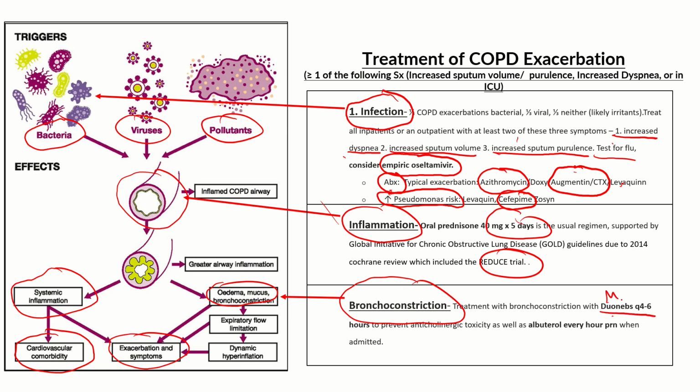This is a muscarinic antagonist, so if you do it more frequently than that, patients can get anticholinergic side effects. So they might have urinary retention, they might get hot, or they might have constipation. You don't want to give them antimuscarinic toxicity. So you want to limit that to Q4 to Q6, but you can do albuterol more often on top of that.